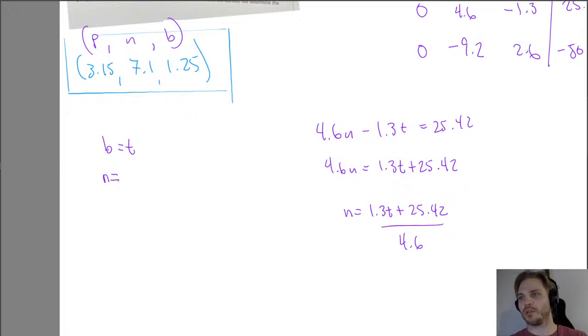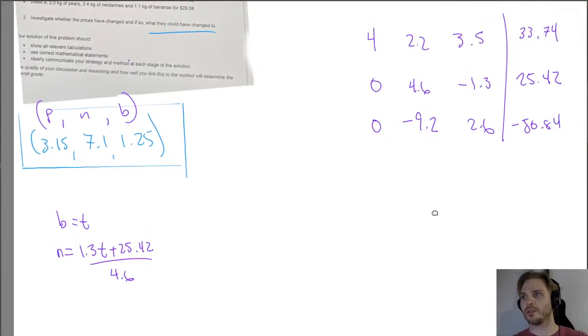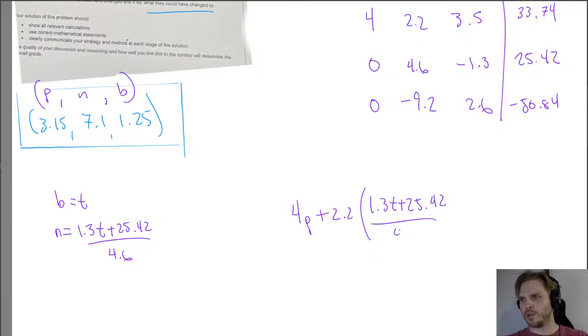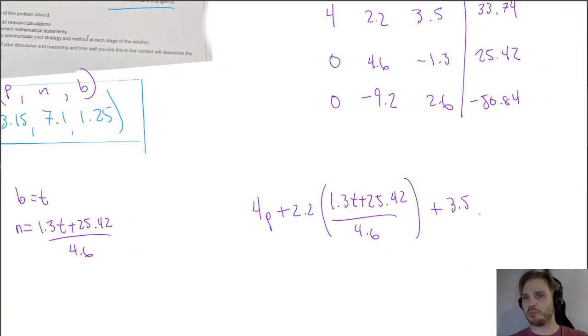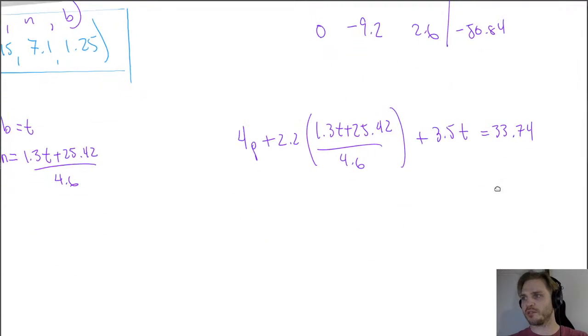So then n equals 1.3t plus 25.42 over 4.6. And then we can dump both of those into equation 1. So we got 4p plus 2.2 times (1.3t plus 25.42) over 4.6, plus 3.5 times b, which is t, equals 33.74.